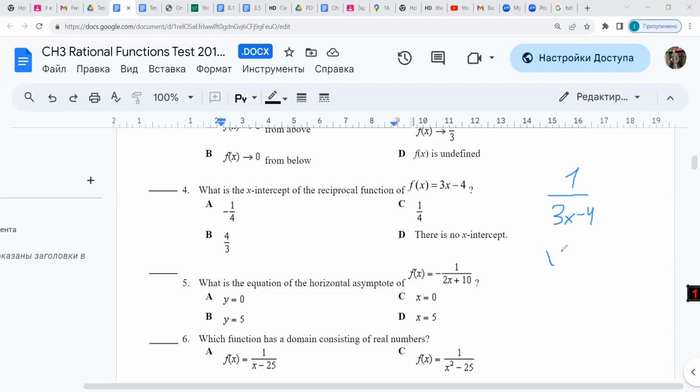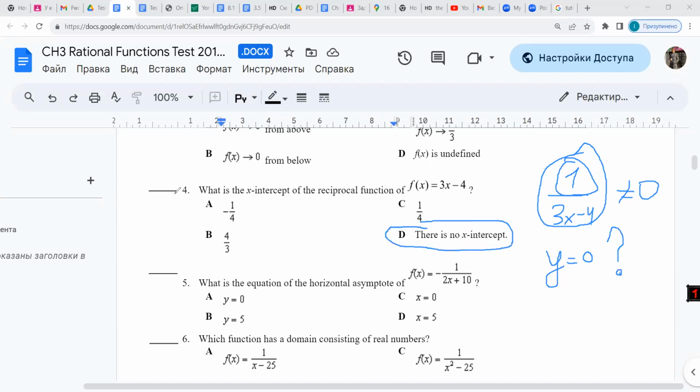X-intercept is when y equals 0. But the question is, is it possible to get y equals 0 for this function? There is no way to make it equal to 0 because our numerator has no variable in it, it has only a constant value of 1, and no matter what denominator you make, it would never make the equation equal to 0. So my answer would be there is no x-intercept for this function. Okay?